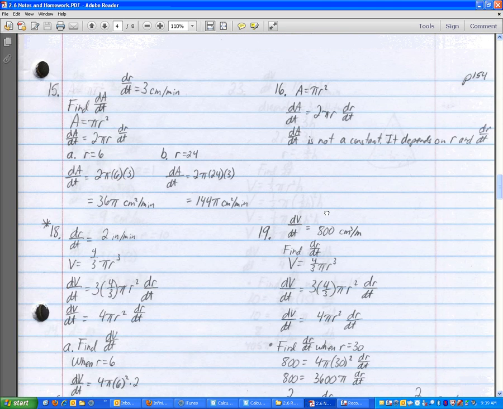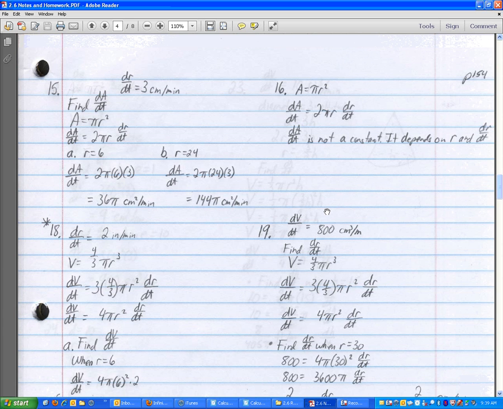No. Well, the easiest way I know to explain it is because it depends on more than one thing. It's dependent upon dr dt and an r. If it just depended on something that itself was a constant, it would be a constant. But it doesn't. It depends on things that change. One of them, the r, changes with respect to time. So whether dr dt is a constant or not, r is not. It's changing with respect to time. So you're not going to get a constant rate of change of the area. Does that make any sense?